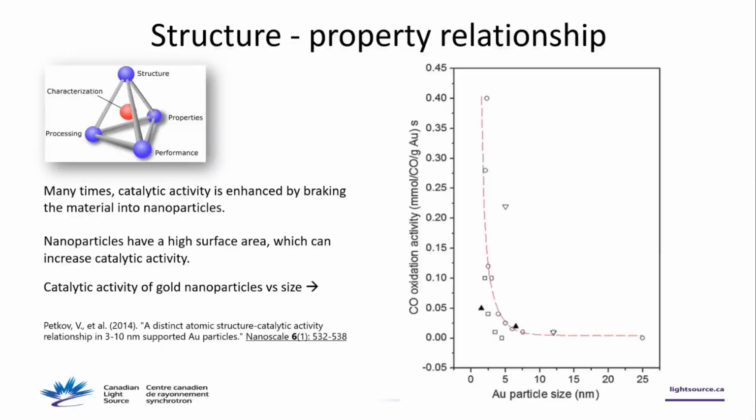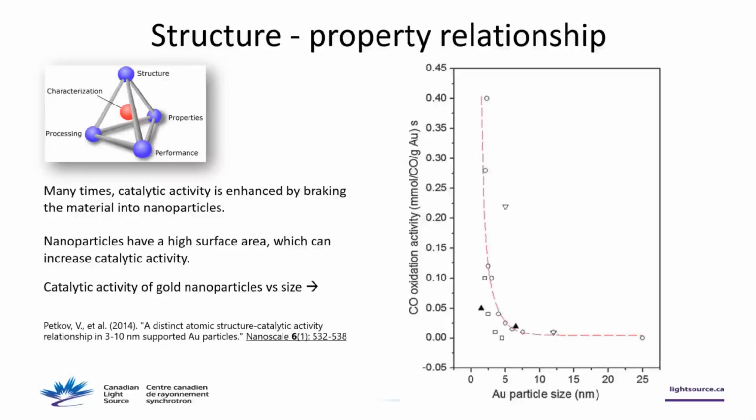And again, properties and structure are very interrelated. This is a gold catalyst showing how the nanoparticle size is key to having strong catalytic properties. If you have small nanoparticles, there'll be high catalytic activity. At the moment they grow, the catalytic activity is gone.